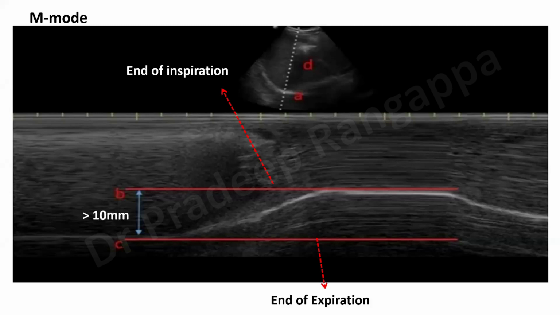So it's a very simple test. 13 millimeter is ideal, but if it is less than 10 millimeter, then very likely they may fail extubation. I won't go into the details of the other peak inspiratory amplitude and thickness fraction. Thickness fraction of diaphragm should be more than 35%. So just look into these. There is a separate video on this.